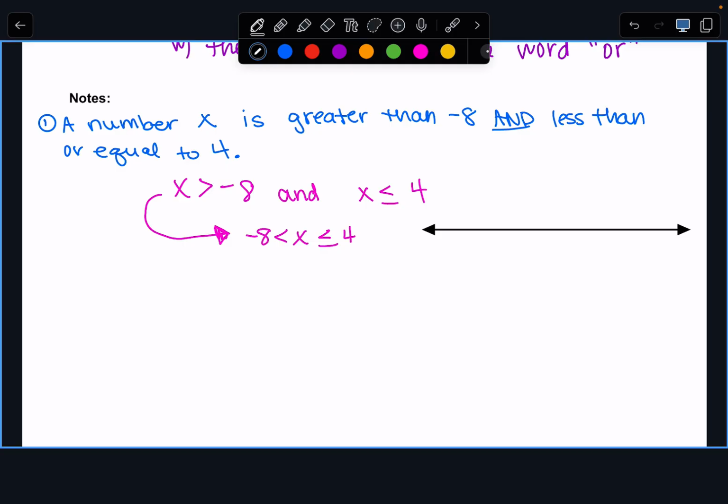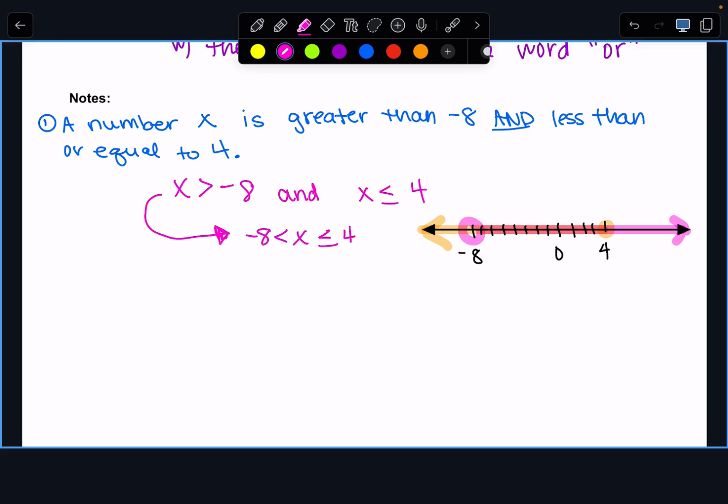Please do not draw this yet. So here's 4. x is less than or equal to 4, right? And then here I have -8. And I have an open circle and I go this way. Okay. So, what piece of the graph matters in this and statement? The ones in between the 4 and the -8.